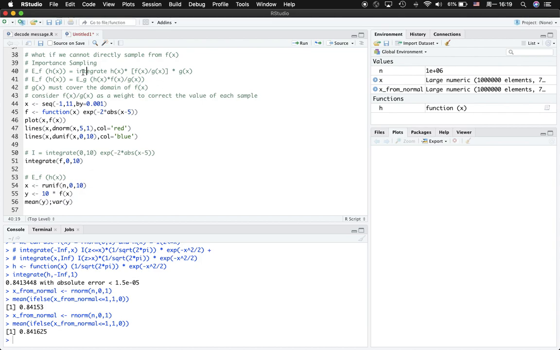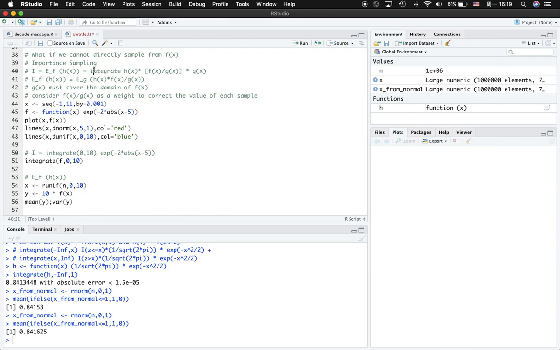So the idea is that, again, from above, we can write the integral in terms of E sub f, the expectation of h of x, where x is a random sample from the distribution f.